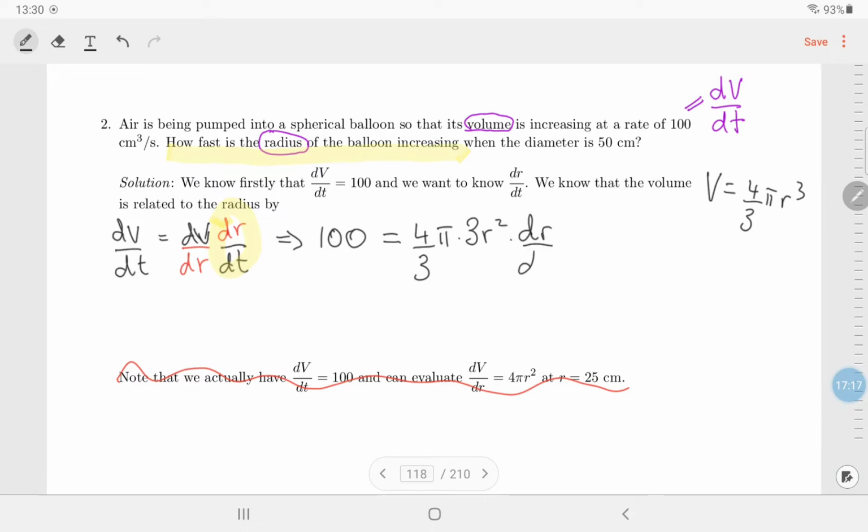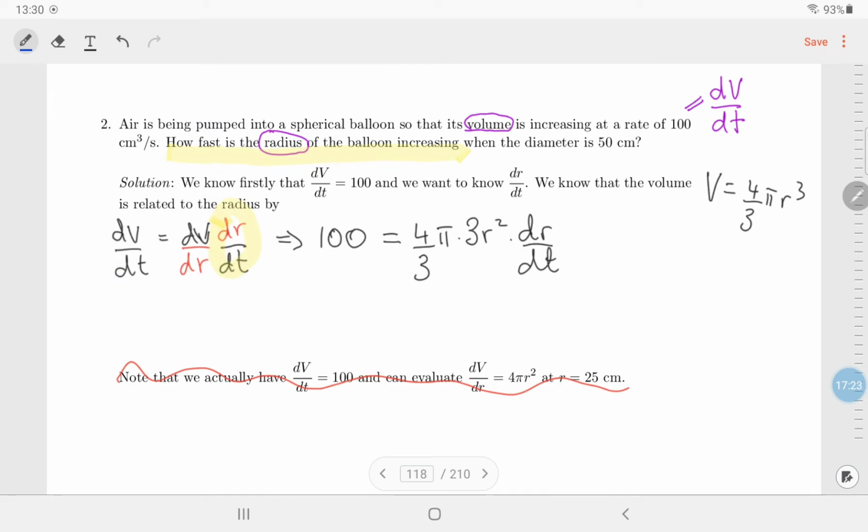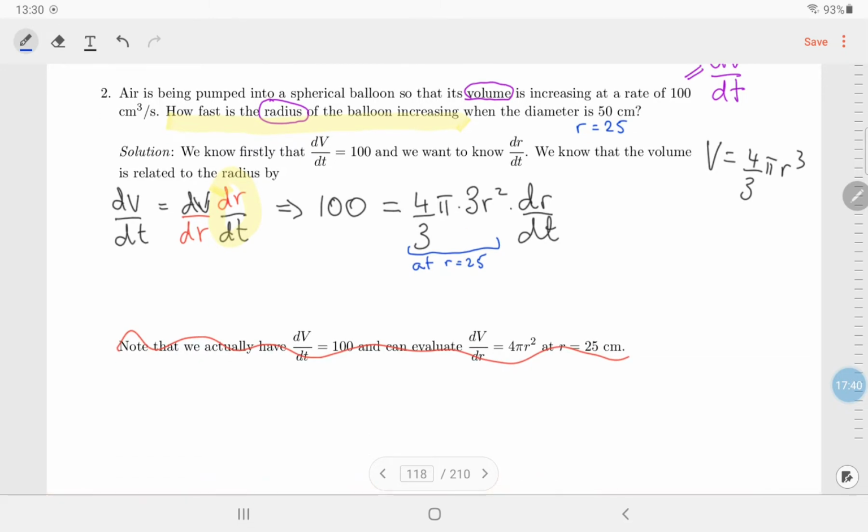Times dr/dt. Now what we're interested in is when the diameter is 50. Now if the diameter is 50, the radius is half that, it's 25. So what we want to do is evaluate this at r equal to 25. Now we're using all centimeters here, so we'll stick to the centimeters.